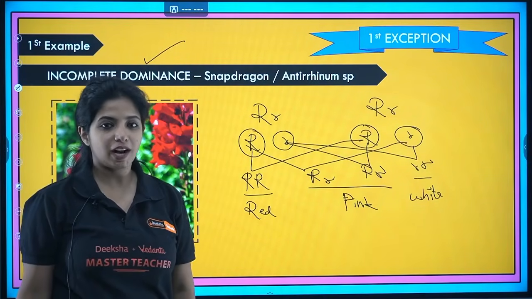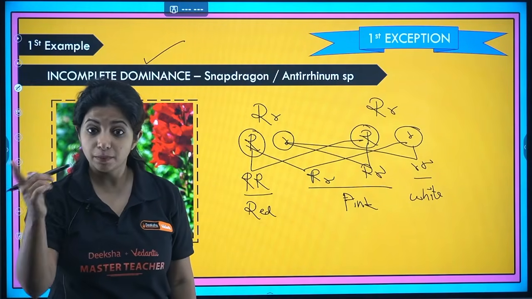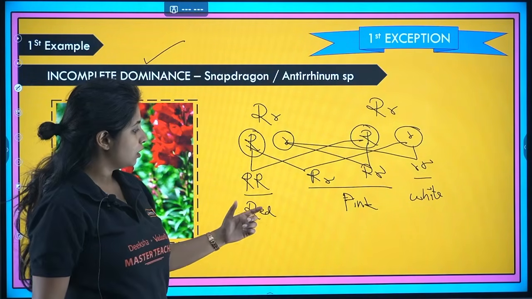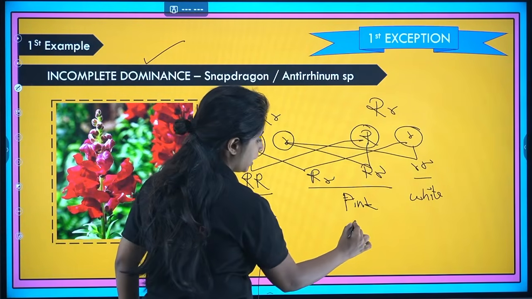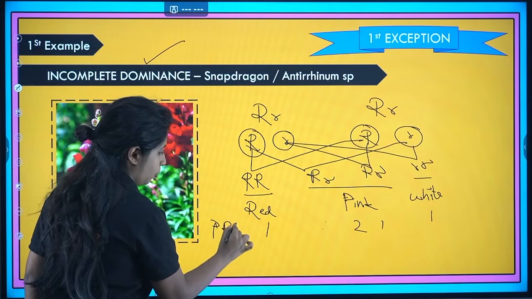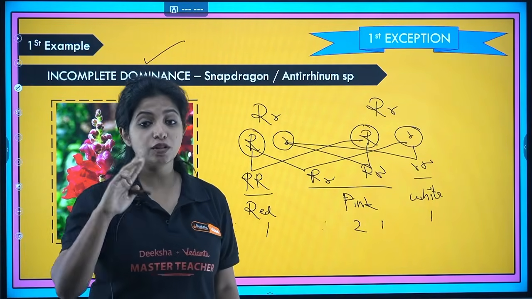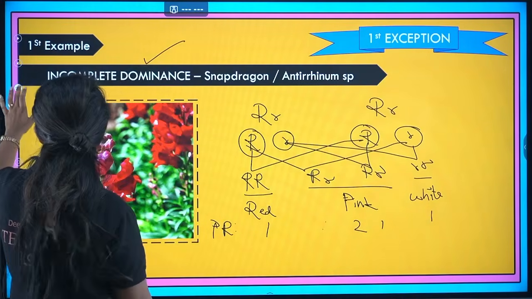And if you are asked, what is the phenotypic ratio? Phenotypic means physical feature. One red, two pink, and one white. This is the phenotypic ratio. Earlier the phenotypic ratio was 3 tall, 1 dwarf, that is 3:1. Here it is 1:2:1.